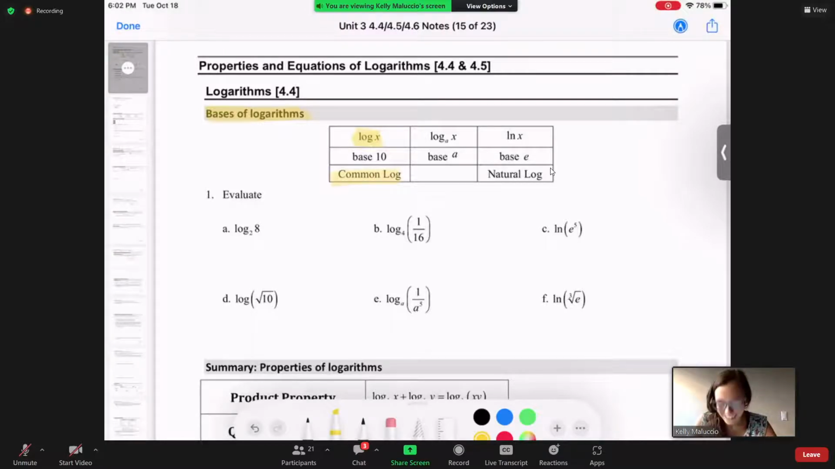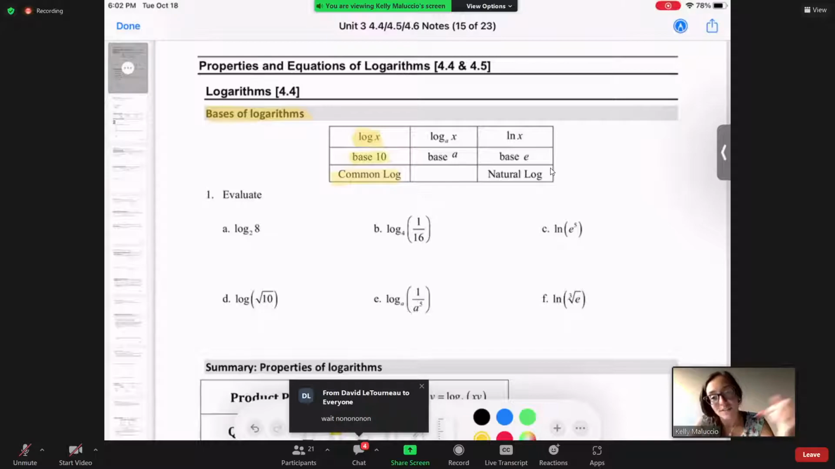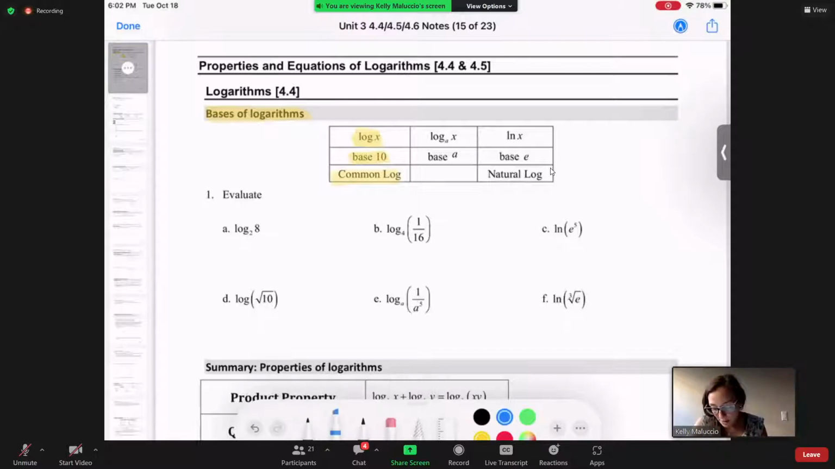Little extra trig. But the common log is a base of 10. So we never write log base 10, because it's the common log. It's what's in your calculator. That's what's known. Then we have log subscript A of X. Normally I write B, but here it's A. And this is a base A. This is not a common log. This is just any other general log.